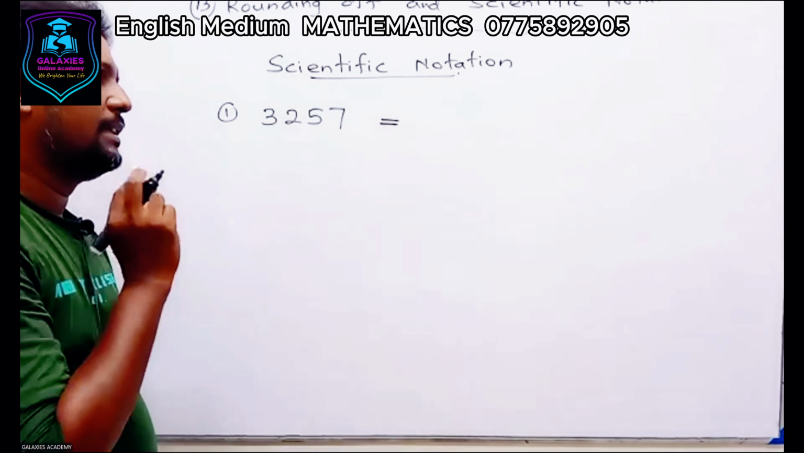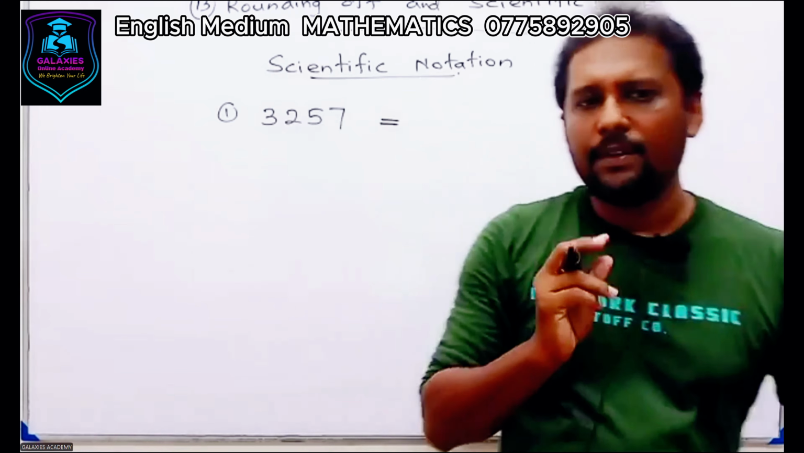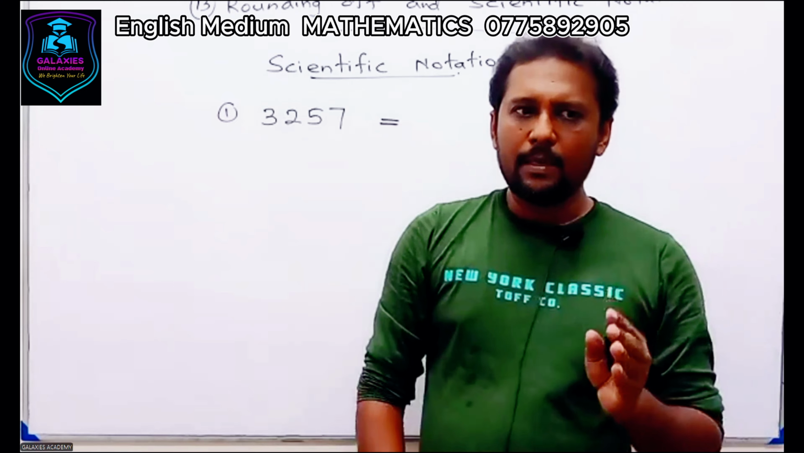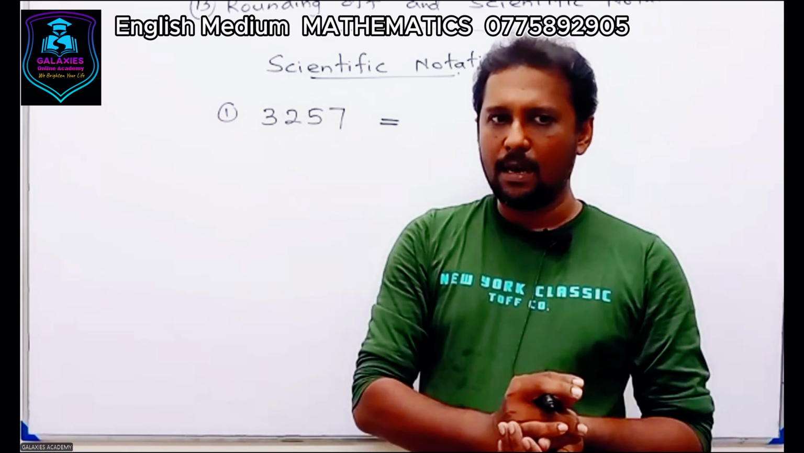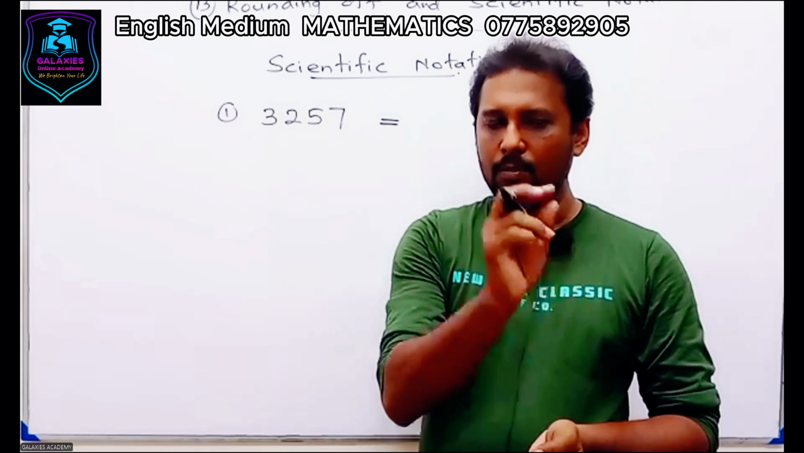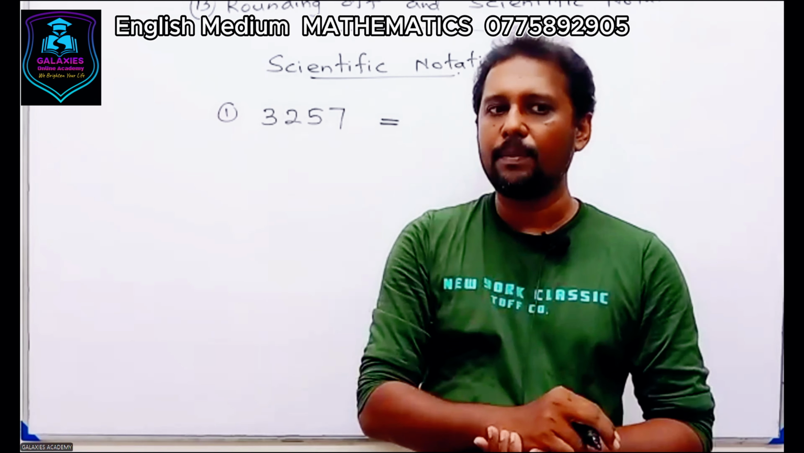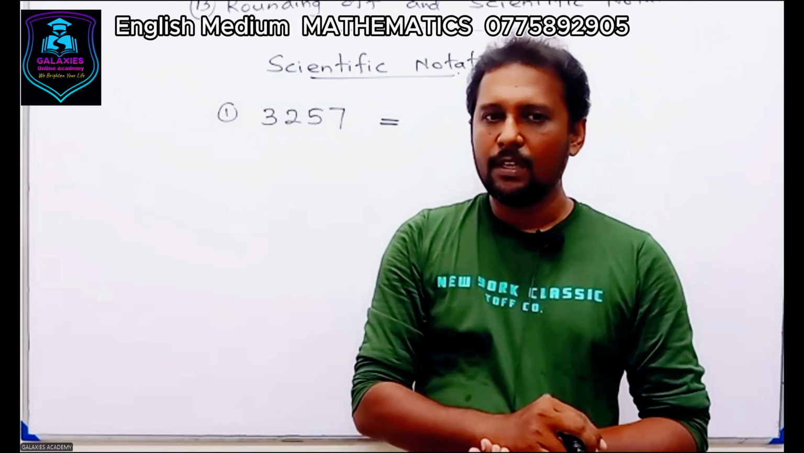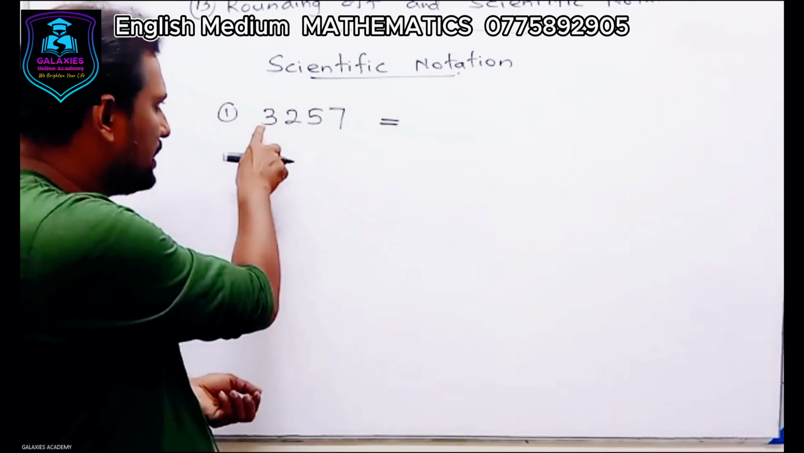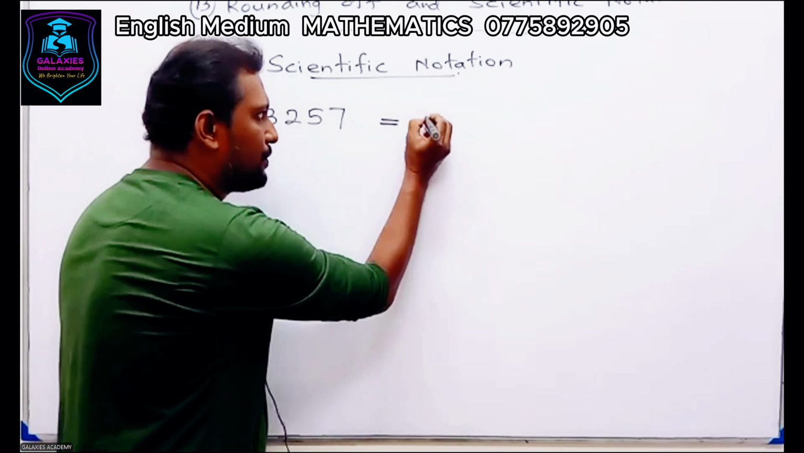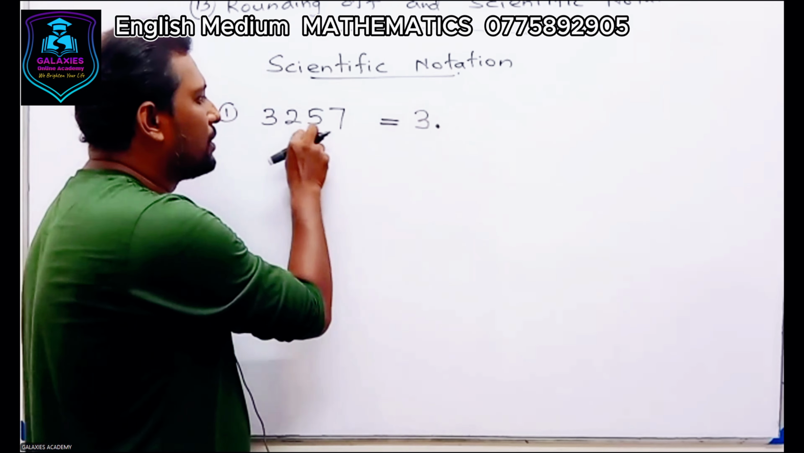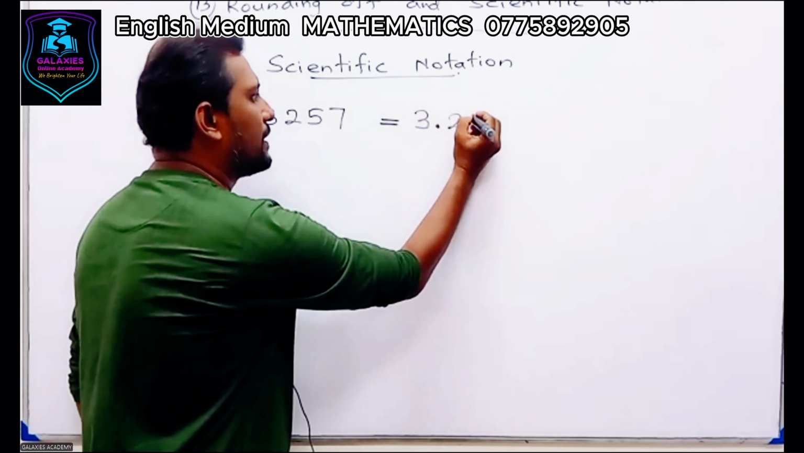Look carefully at the screen, right? For scientific notation you have to keep the decimal point after the first digit of the number, except 0. We have to put the decimal point right after the first non-zero digit. So where do you have to keep the decimal point? What is the first digit of this number? 3. So after 3 you have to keep the decimal point, and also write the remaining digits after that.